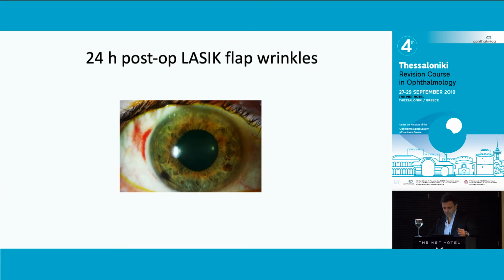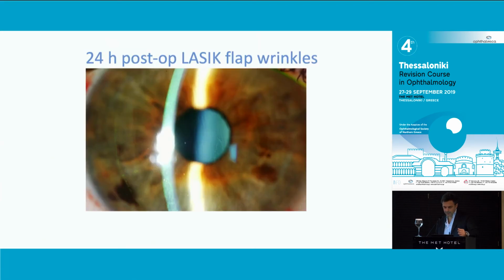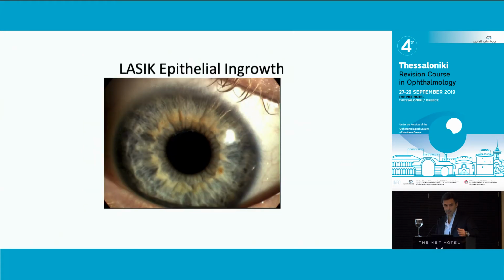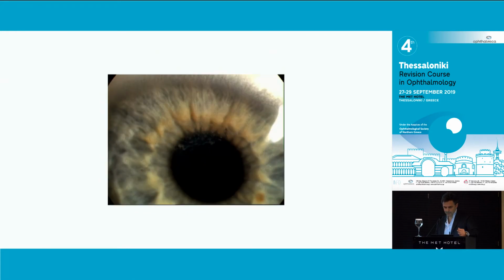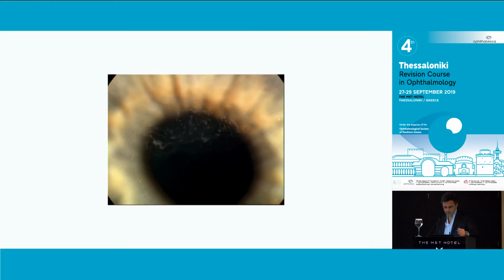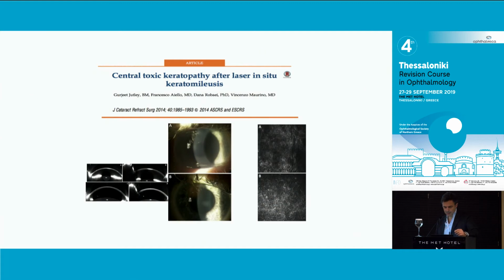Very briefly, these are some of my own complications. You can see flap wrinkles at higher magnification. Epithelial ingrowth is another issue, but likely is very, very rare. Again, higher magnification. And then central toxic keratopathy, which is a rare complication. I've seen only one case in my own practice, but we had a cluster a few years ago. But luckily, if you know what to do, which is sometimes do absolutely nothing, just manage the patient expectation, it gets better on its own.